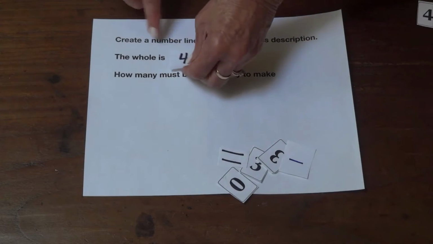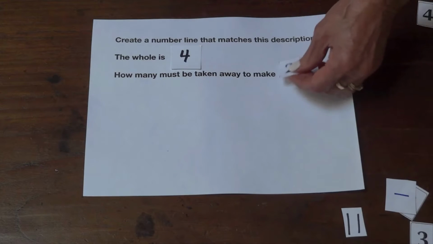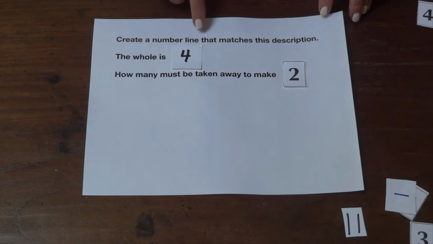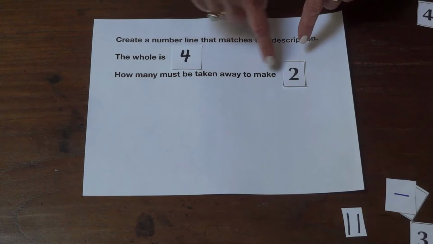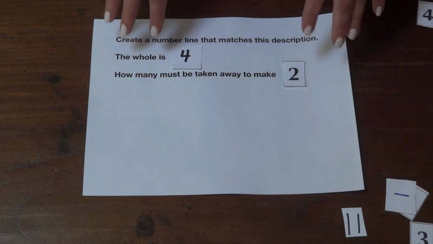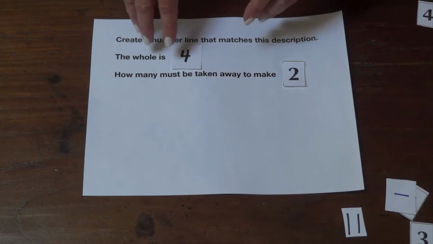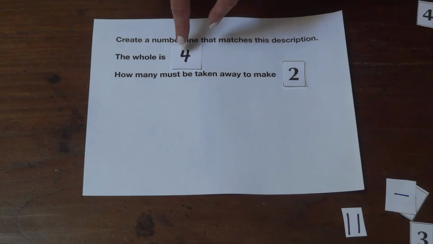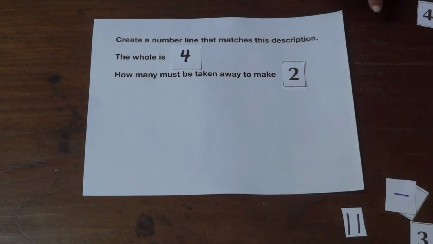We see here a situation that says, create a number line that matches this description. The whole is 4. How many must be taken away to make 2? Well, let's make sense of this. It's saying that we know what the whole amount is, and we have to find how much to take away from 4 in order to be left with 2. Let's use a number line to solve this problem.